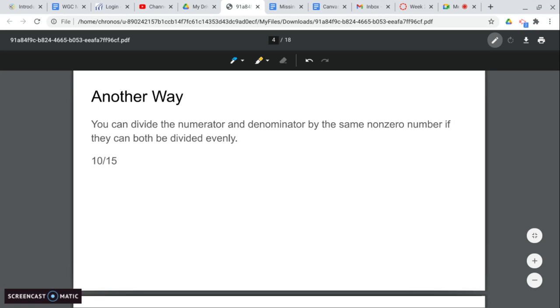All right, another way is you can divide the numerator and denominator by the same non-zero number if they can both be divided evenly. So this won't work for all cases. This will only work in some cases. So looking at this one here, we have 10/15. Now 10 and 15 are both divisible by 5. So we can divide them each by 5. So we're going to get 2 over 3, which represents 2/3.